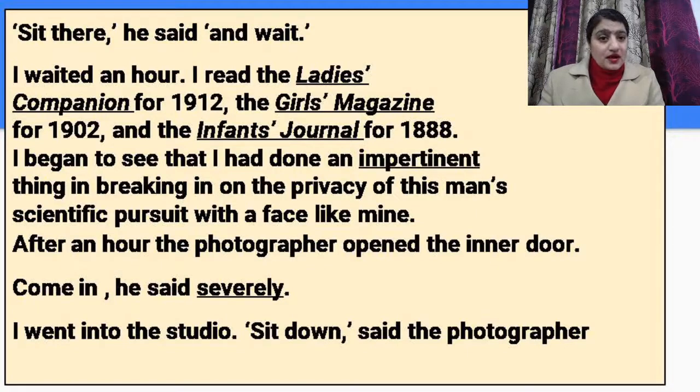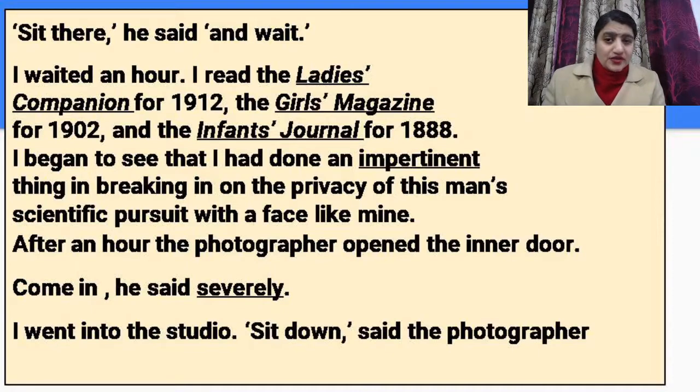"I waited an hour." Here is the narrator's voice. The narrator is giving his own experience, telling his own experience of getting the photograph taken when he visits the studio. So he had to wait for a full 1 hour. He was made to wait at the studio by the photographer.